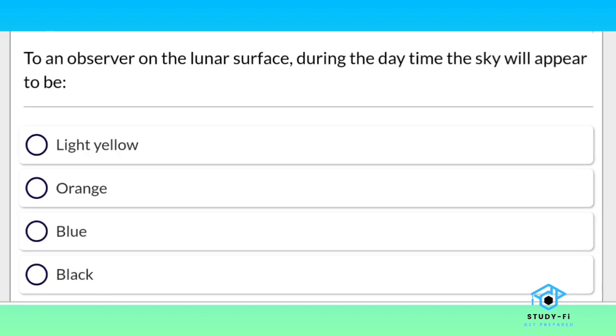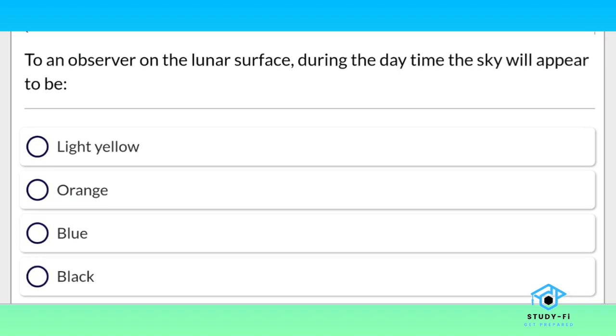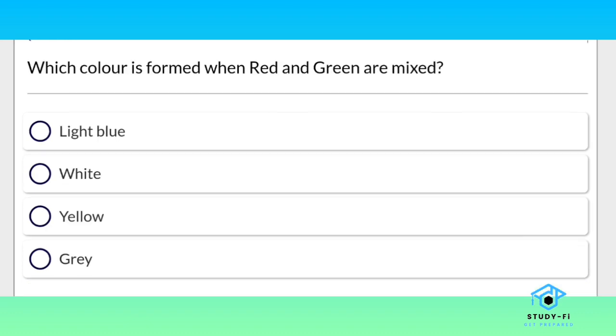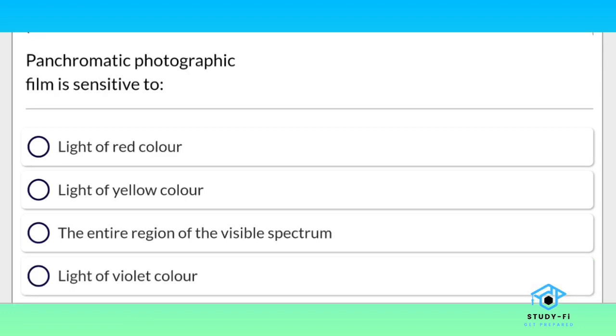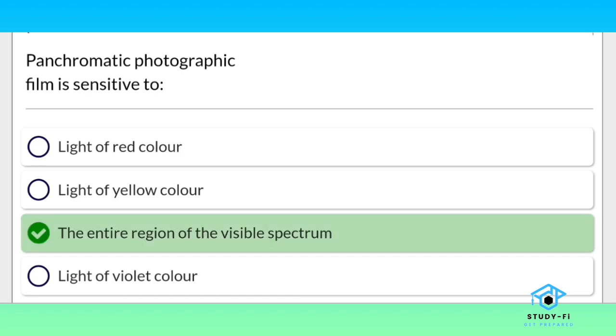Redshift. To an observer on the lunar surface, during the daytime, the sky will appear to be black. Which color is formed when red and green are mixed? Yellow. The chemical part of the dye that absorbs light and produces color is called a pigment. Panchromatic photographic film is sensitive to the entire region of the visible spectrum.